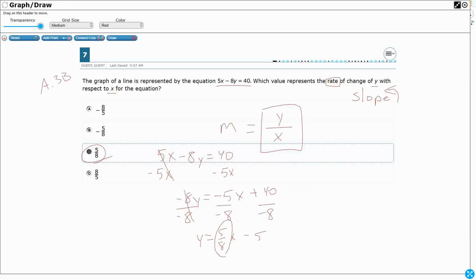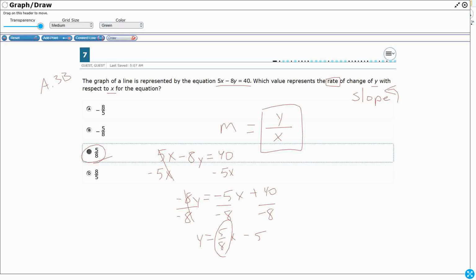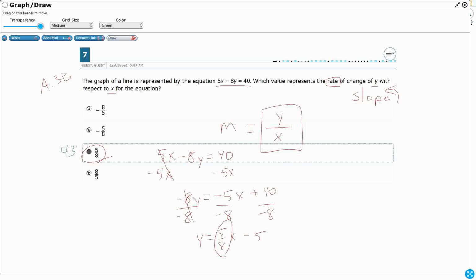And as you can guess, if you didn't really know what you're doing, then you were probably just guessing. And we got above guessing. We had 43% of our students get that correct. They were solving that standard form for slope-intercept form. But we had a lot of students choose B also.